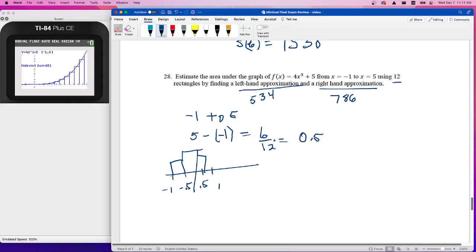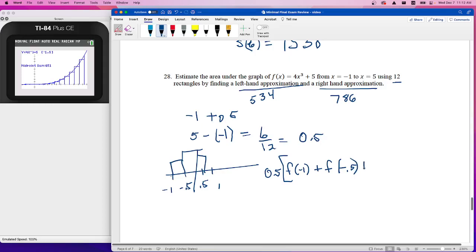So the first one, if we're doing a left hand, we start at -1. We're going to want f of -1 times 0.5, right? Because that's going to be its height. Actually, instead of writing it every time, the base is 0.5, so I could factor that out. We take the height times the base. So I factor out 0.5. We want f of -1, we want f of -0.5.